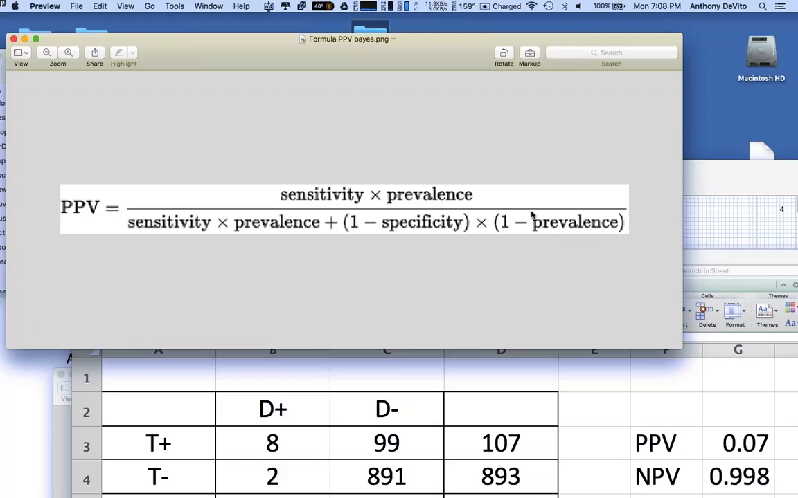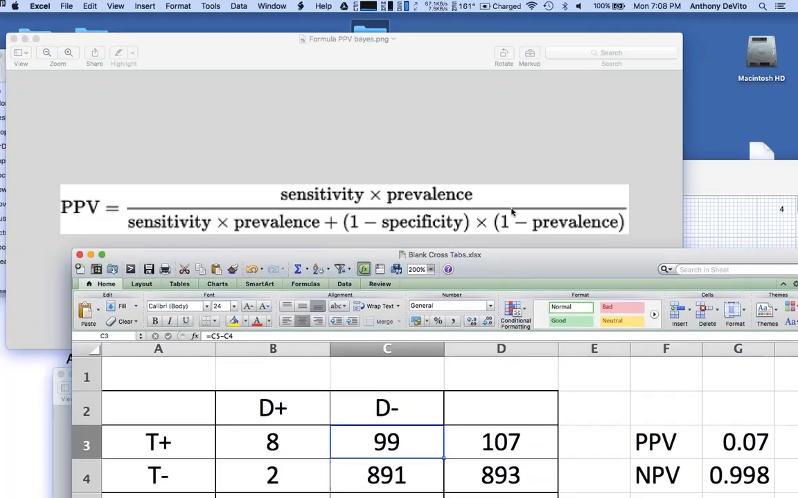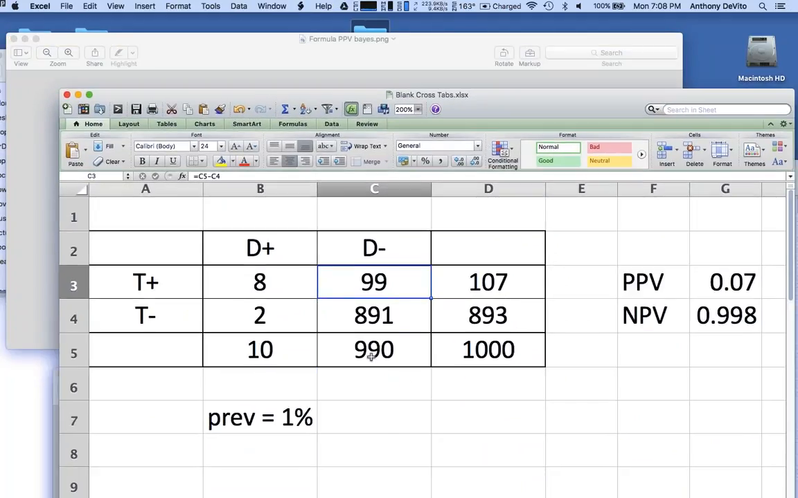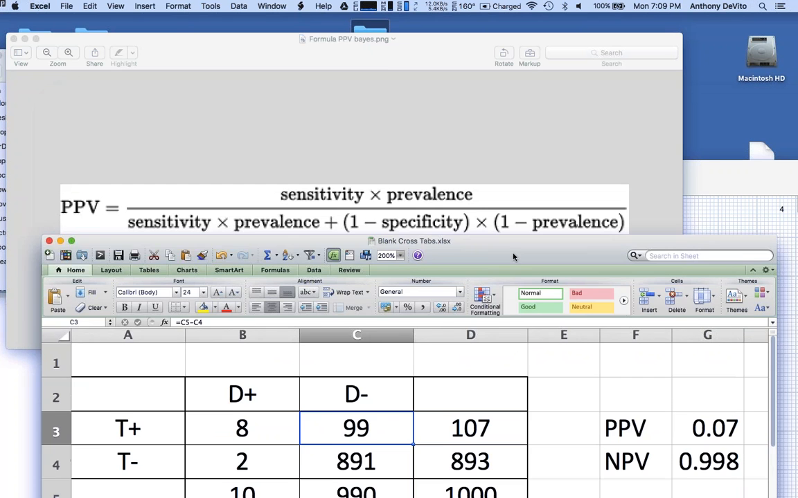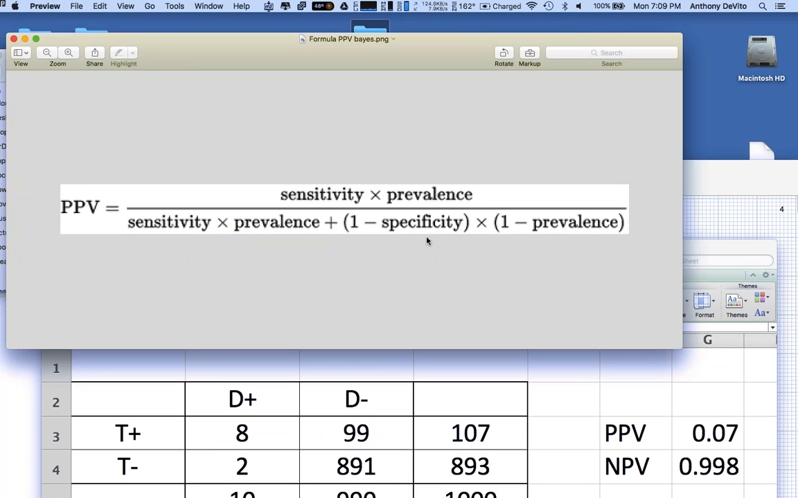Well, remember when we were looking at specificity, right? If the specificity was 90%, that meant 10% of the time we're going to get it wrong. That's that 1 minus specificity, right? So 90% of the time we get it right. That's how we get the 891. 10% of the time we're going to get it wrong. So that little segment there, 1 minus the specificity, is 10% times 1 minus the prevalence, which is 90%.